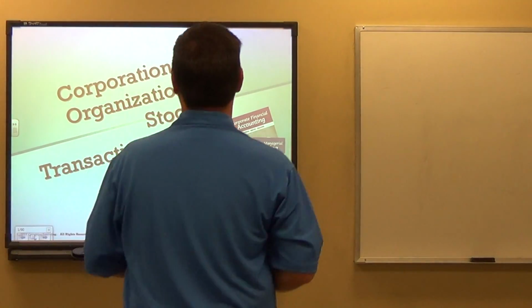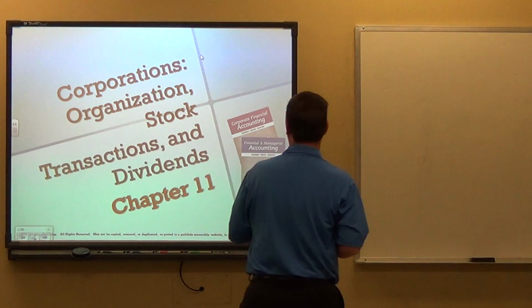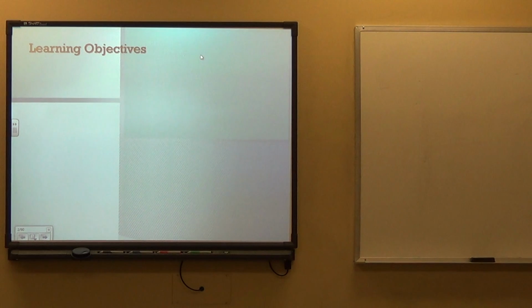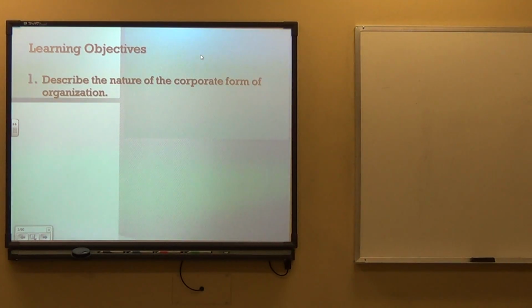All right. So if we're going to talk about corporations, organizations, stock transactions, dividends, and those types of things in chapter 11 here, I'm going to walk through the PowerPoints and we'll start working through some of the problems in the chapter. The first thing we'll talk about is our learning objectives, which will be describing the nature of the corporation, forming a corporation, and that type of stuff.